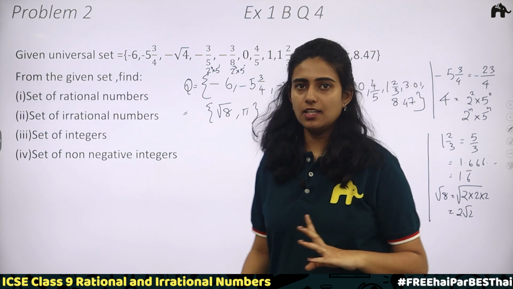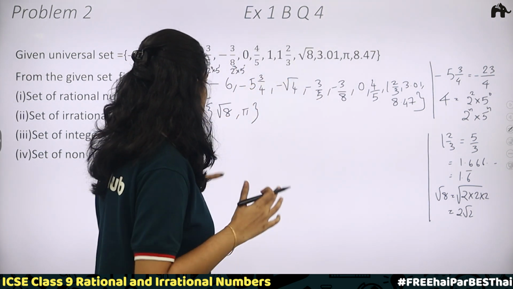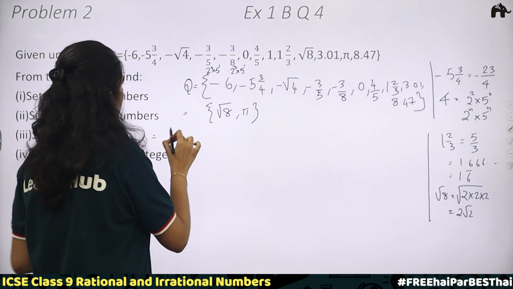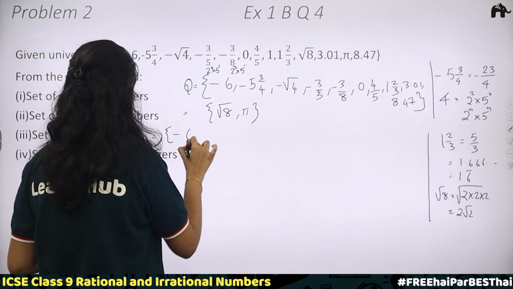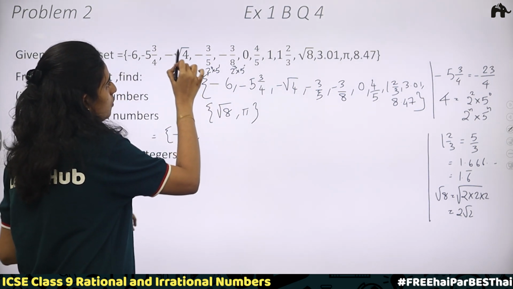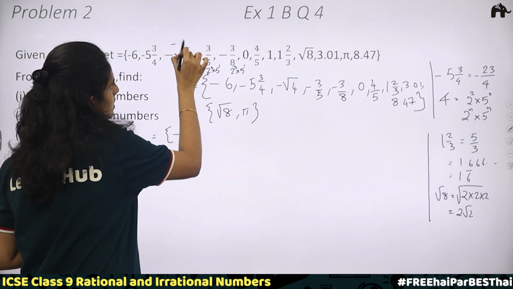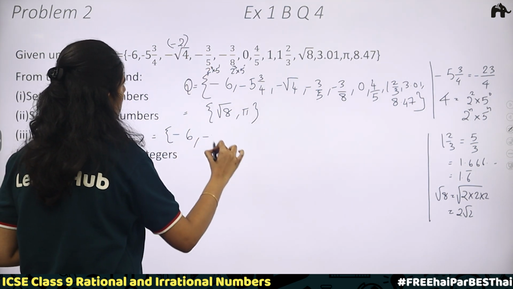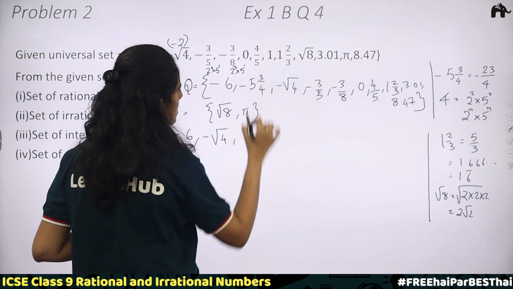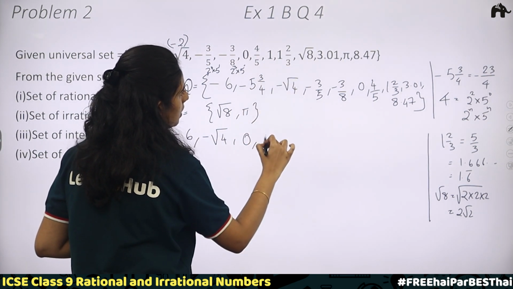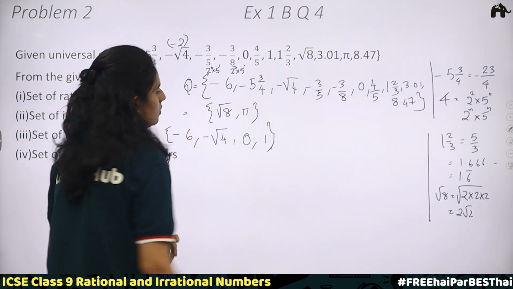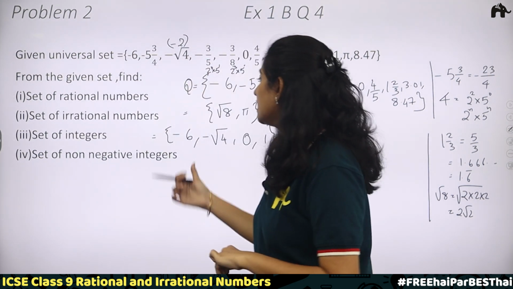Next is the set of integers. Integers include negative numbers, positive numbers and 0. That is equal to minus 6. Fractions cannot be included. So, here minus of root 4. Root 4 is equal to 2. This is minus 2. Minus 2 can be included. Therefore, minus of root 4. Here again, fractions cannot be included. 0 can be included. 1 can be included. Okay, only this much. So, here we have got the set of integers.